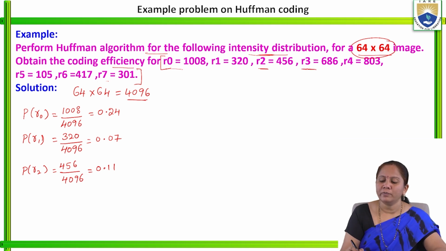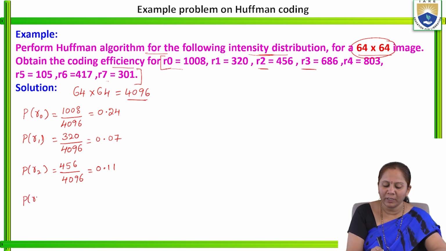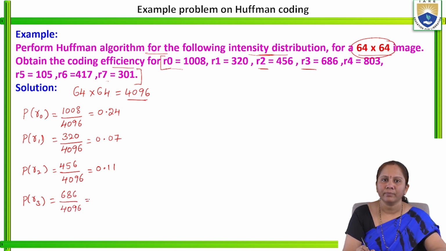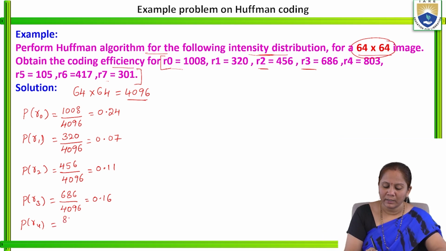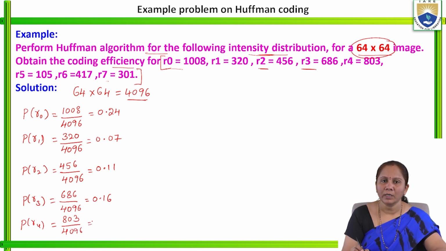Next, find the probability of R3. P of R3 is equal to 686 by 4096. The value of P of R3 is 0.16. And next one, P of R4. The R4 value is 803, so 803 by 4096. The value is 0.19.